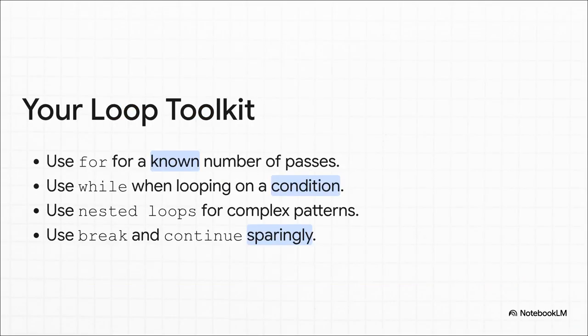Okay, let's do a quick recap of your loop toolkit. For loops are for when you know exactly how many times you need to iterate. While loops are for when you need to keep going until a certain condition is met. Nested loops are your secret weapon for handling complex grid-like patterns. And finally, break and continue are the precision tools you pull out for that extra bit of control.